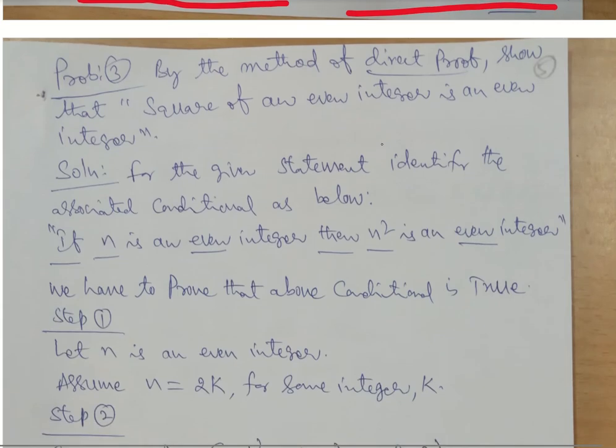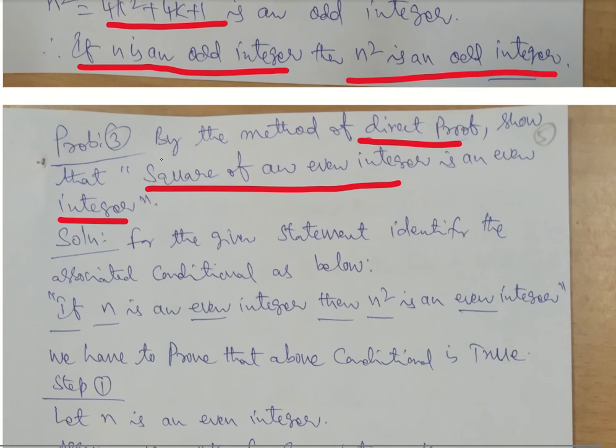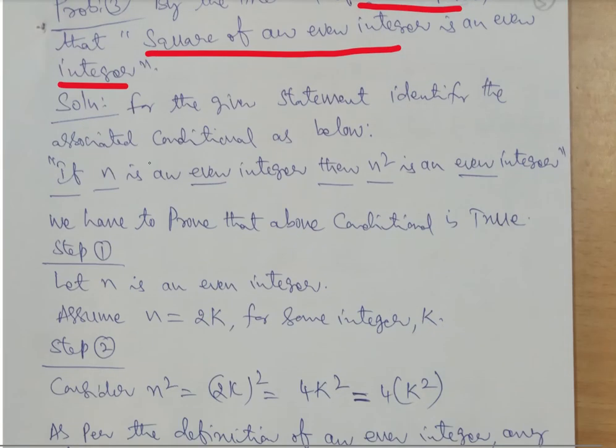Take another example. Again, direct proof. Show the square of an even integer is an even integer. In the previous problem, we took the square of an odd integer being an odd integer. Now we are taking the square of an even integer being an even integer. Same process. First check whether the given statement is in conditional form. If it is not, we have to convert it into conditional form. So again, if, then: if n is an even integer, n square will also be an even integer.